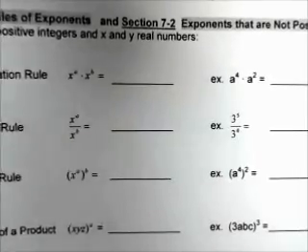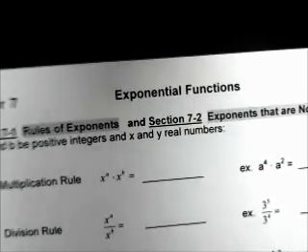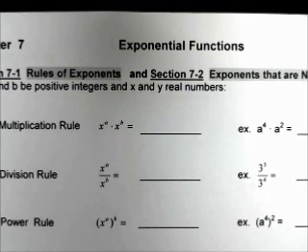Okay, today we're starting Chapter 7, so we're on page 1 of our Chapter 7 note. Chapter 7 is exponential functions. We'll be covering the first two sections, Section 7.1, which is rules of exponents, and Section 7.2, which is exponents that are not positive. So we're going to let a and b be positive integers and x and y be real numbers. All right, so we have letters H through K.